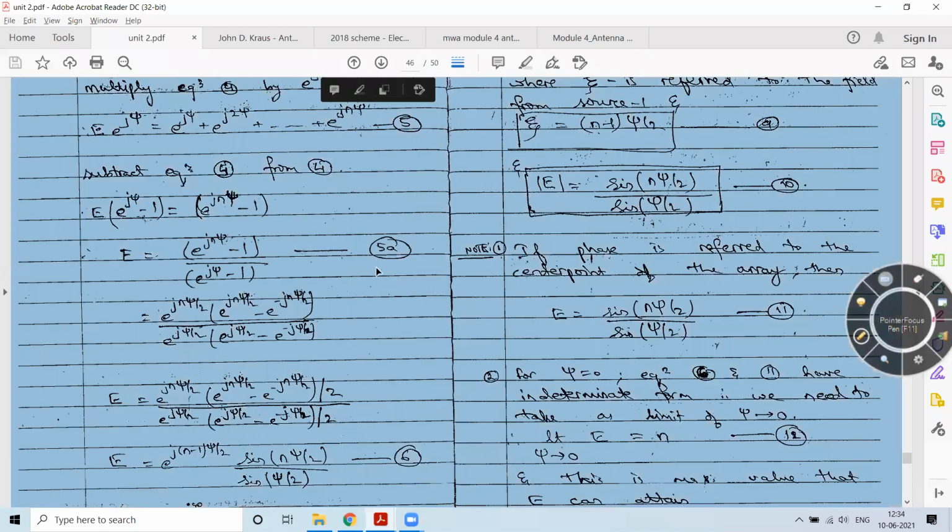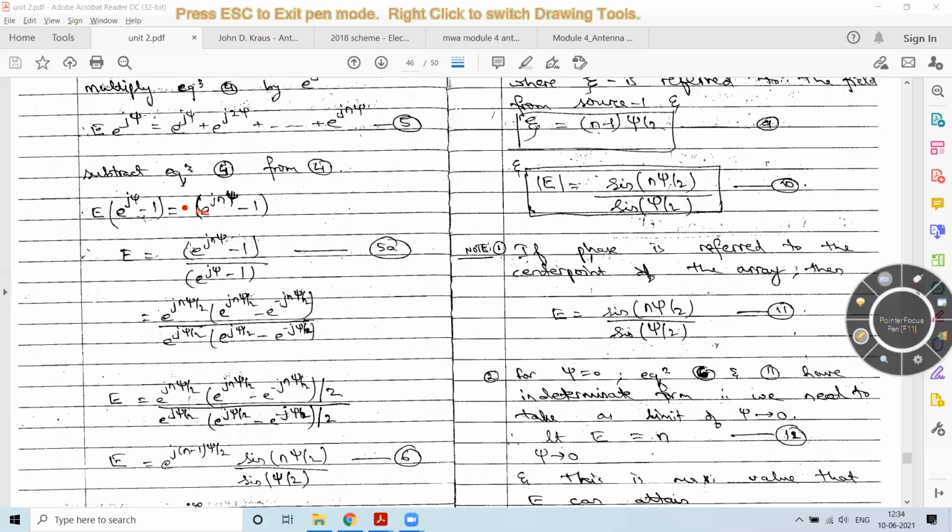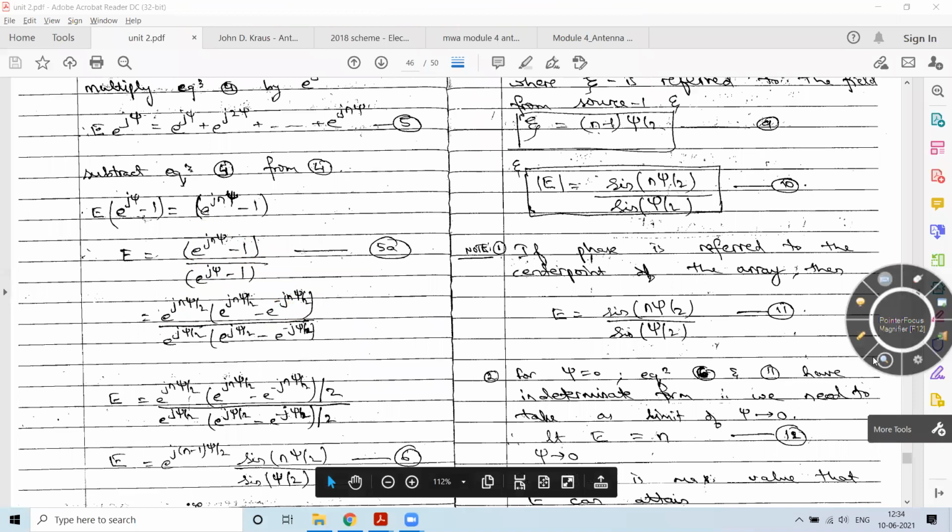So how do I do that? I take e^(jnψ/2) common out of the numerator. When I take e^(jnψ/2) common out of the numerator, in the bracket we will have e^(jnψ/2) minus e^(−jnψ/2). If I multiply this back, I should get back the same thing. Multiplying gives e^(jnψ/2), and the other factor multiplies with this parameter and both nullify each other, giving e^(j0), which is 1. So that is maintained over here.